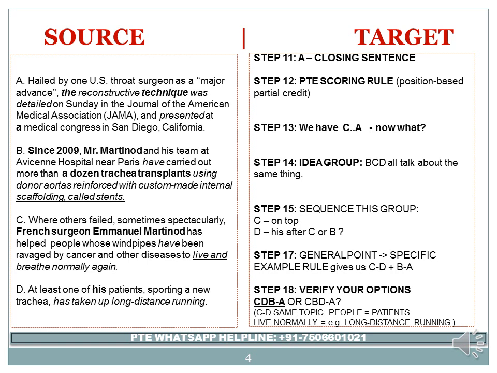So another rule to remember here is the repetition rule. I generally don't repeat the person's name in two sentences, right? For example, if I say the second option, in step 18, what I've listed as CBDA, let's verify that. Where others failed, sometimes spectacularly, French surgeon Emmanuel Martinot has blah blah blah. Since 2009, Mr. Martinot and his team, right? So this is not wrong, but his name is coming again. Generally we say that Emmanuel Martinot has done this and he, right?